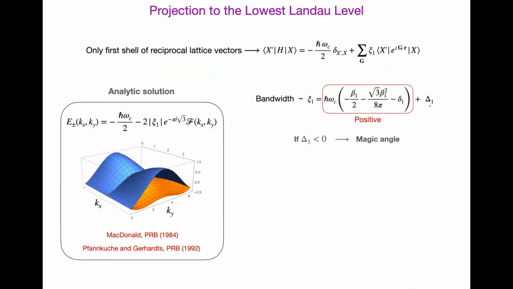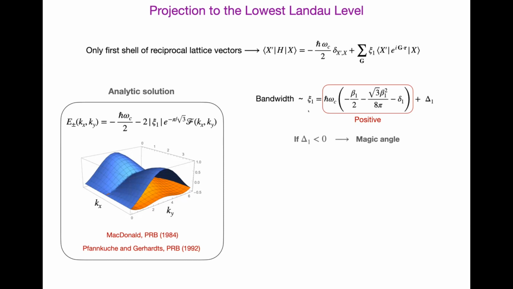And then there is this term, which is the first Fourier coefficient of the magnitude of the skyrmion field. What you can think about is, if this delta 1 is negative, there will be a twist angle for which this C1 will vanish. And then you get a flat band, which implies a magic angle.